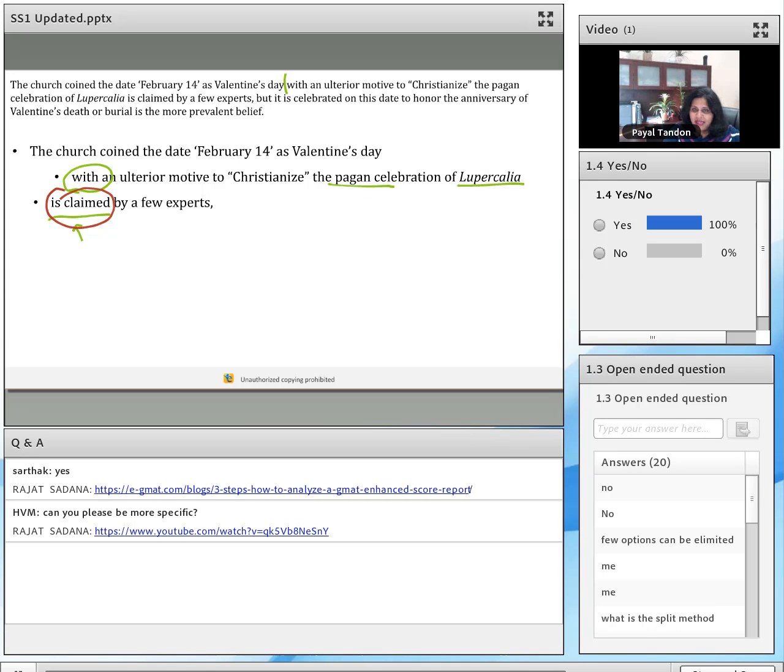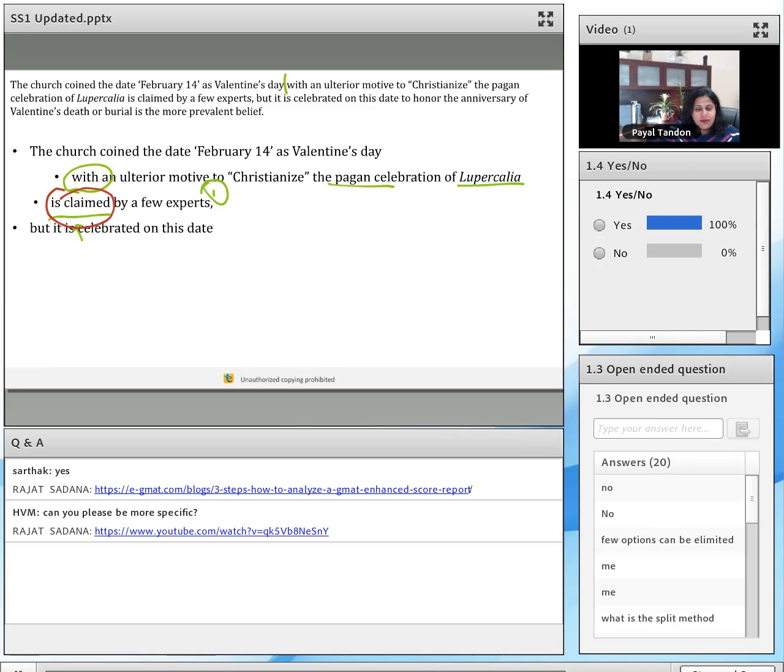So the church coined the date Feb 14th as Valentine's Day with that ulterior motive is claimed by a few experts. So which means that, okay, what the author is telling me is that there are some experts who think that the church designated Feb 14th as Valentine's Day with this ulterior motive to Christianize. So this is one view that is presented. Okay, now let me read further.